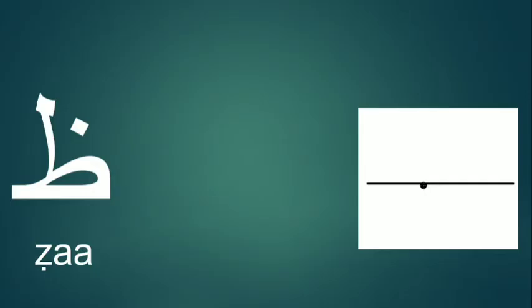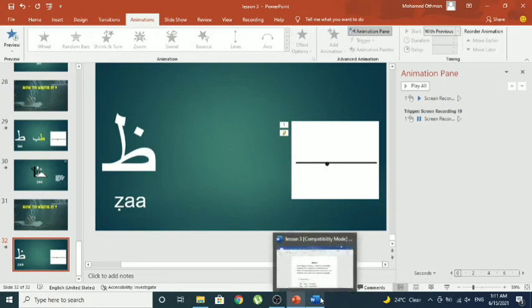It is like the previous one, ta, but you put a dot above it. Triangle and stick and a dot. Okay, so easy. Okay, let's go to our homework.